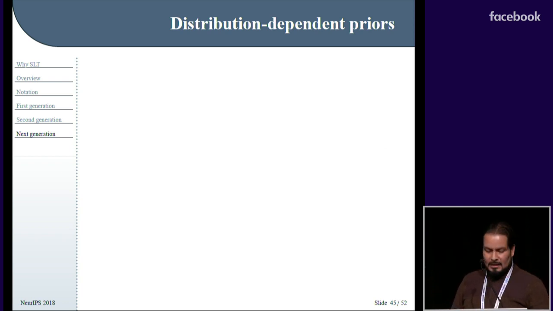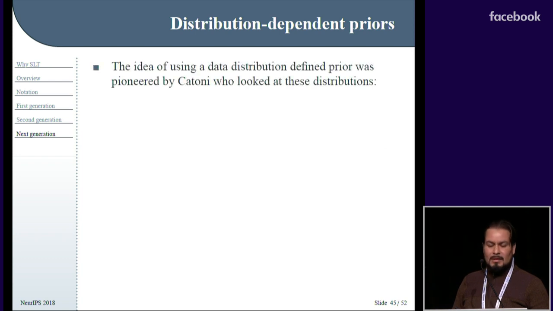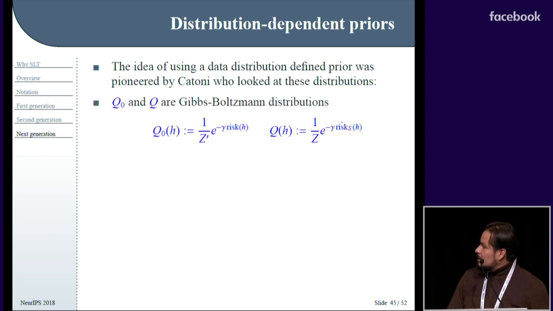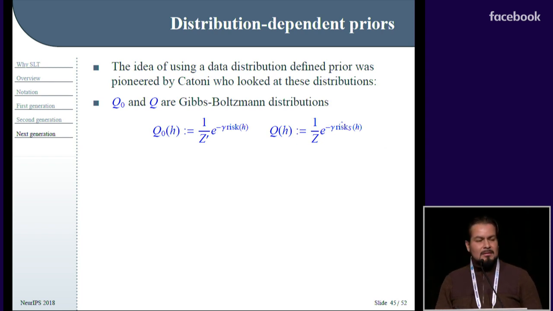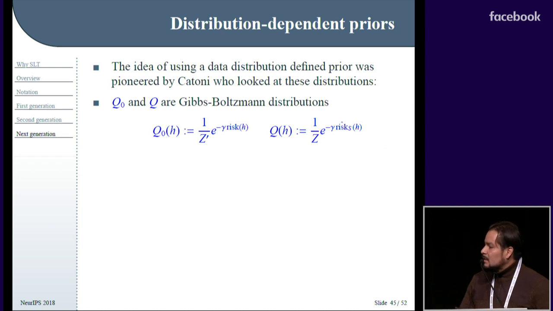Just to set the stage for the next slide, I'm going to mention something about distribution-dependent priors. This is an idea that was introduced by Catoni back in '07, if I'm not wrong. He looked at Gibbs or Boltzmann kinds of distributions. So for a prior, he looked at basically the normalized exponential of the true risk, and for a posterior, the exponential of the empirical risk. Notice that the posterior is something computable from data. The prior does not depend on sample data, although the prior does depend on the data generating distribution.